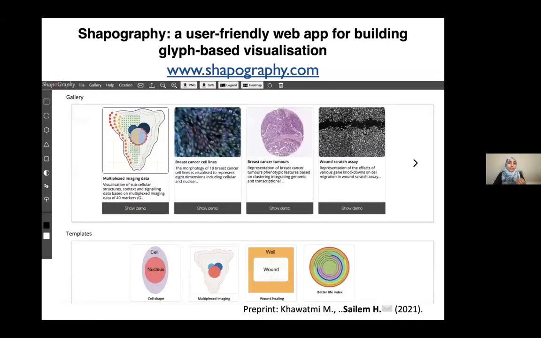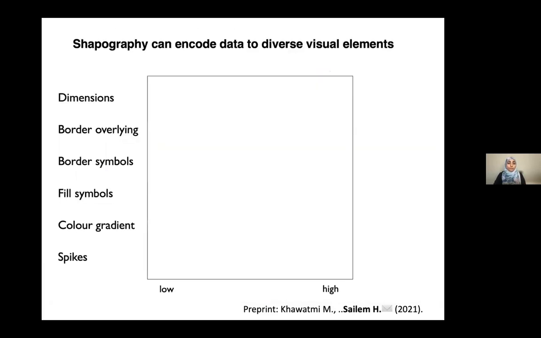And to make it very easy and user-friendly, it is now available as a web app. So we use JavaScript and Paper.js. It's available at www.shapography.com. You can look at the examples and also play with your data or some of the data available on the website.